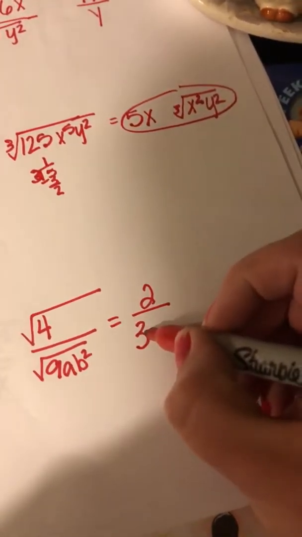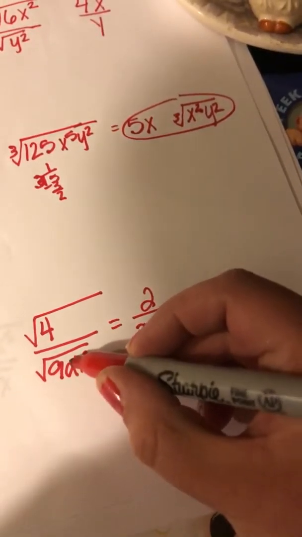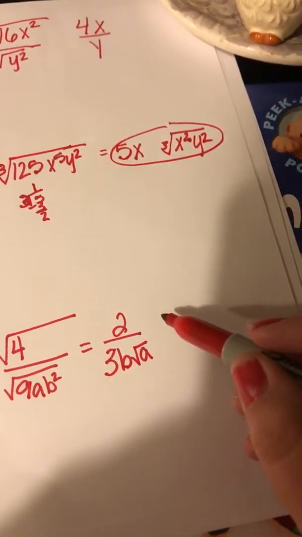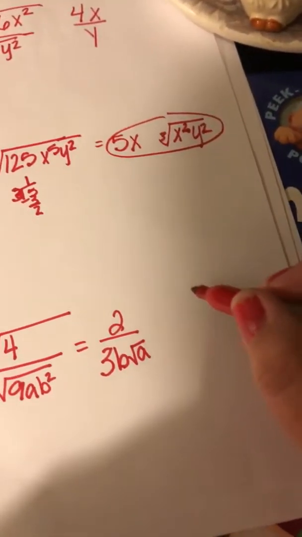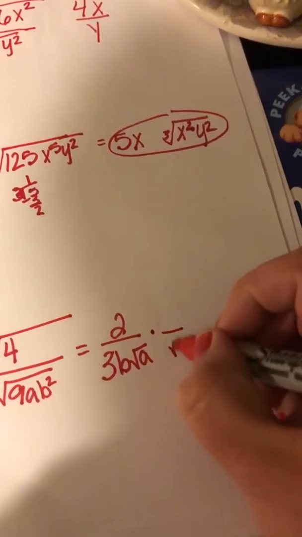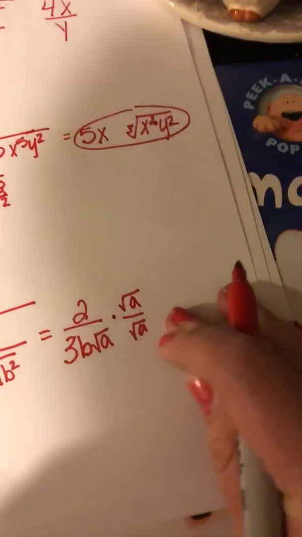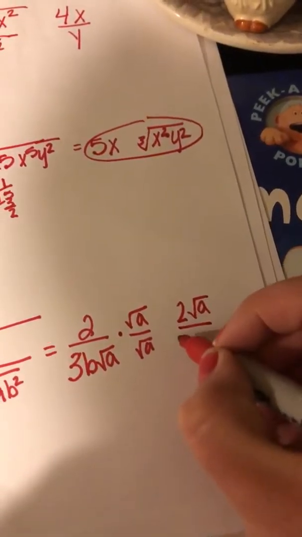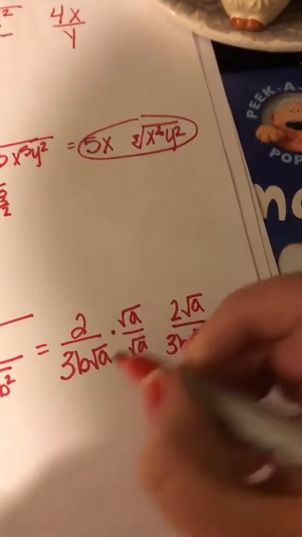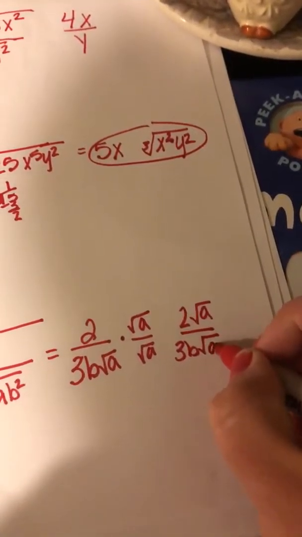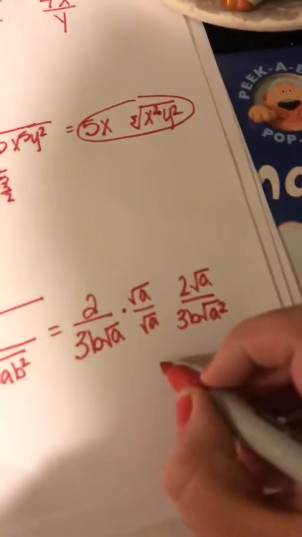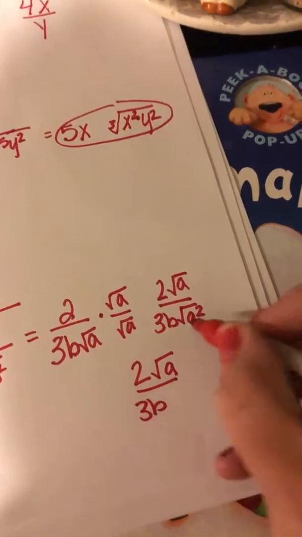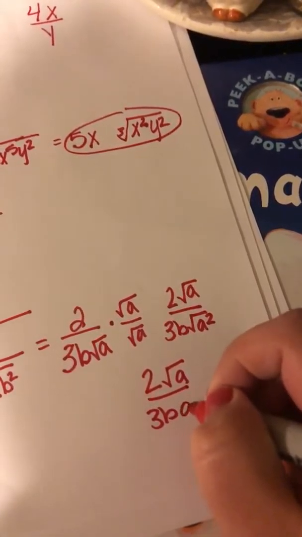The square root of b squared, that's b, but I can't take the square root of a because it's not a perfect square. Now, I do have to rationalize this denominator to get rid of that square root. So I'm going to multiply by the square root of a to make that a squared. So on the top, that'll be 2 square root of a. On the bottom, that'll be 3b square root a times square root of a is the square root of a squared. So that will be 2 square root of a over 3b, and the square root of a squared will be a.